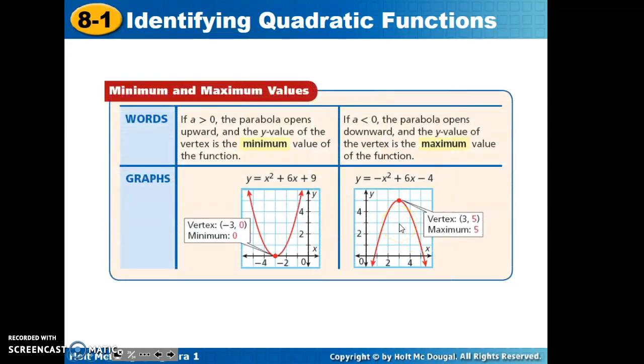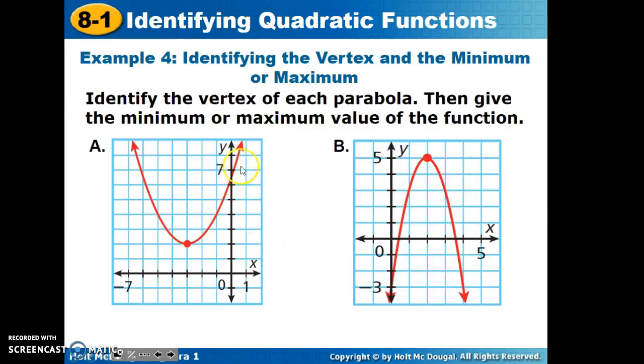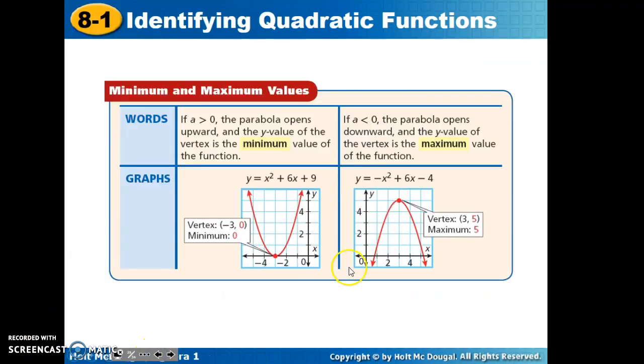So here's something for your notes. If a, our leading coefficient, is greater than 0, our parabola opens upward. The y value of the vertex is our minimum value. So you can see in this graph right here, it opens up, a is positive, therefore we have a minimum. Likewise, if a is less than 0, the parabola opens downward, and we have what we refer to as a maximum.